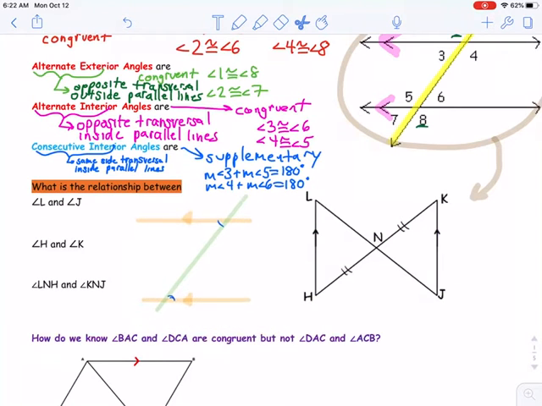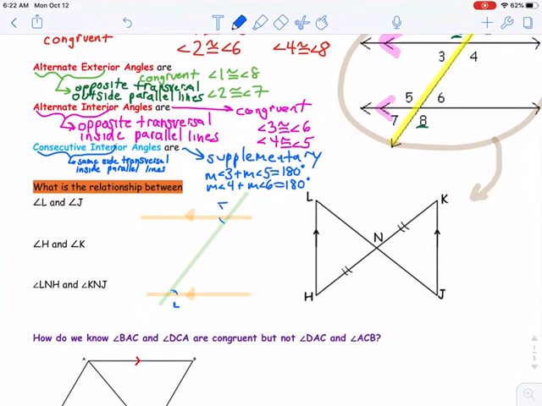Okay. So, what are the relationships with angle L and angle J? That one was L. This one up here is J. What is the relationship? By emphasizing the parallel lines and doing the transversal, we can see that L and J are alternate interior angles.